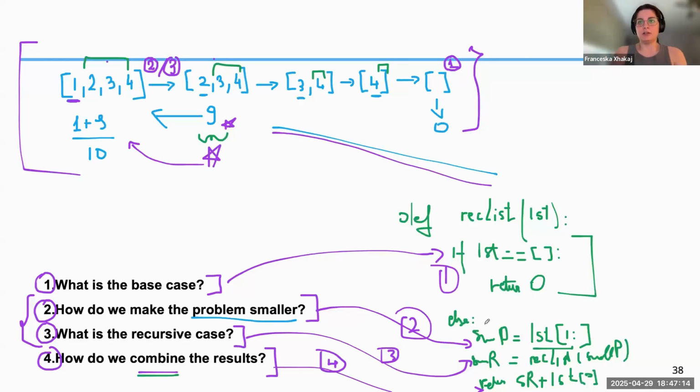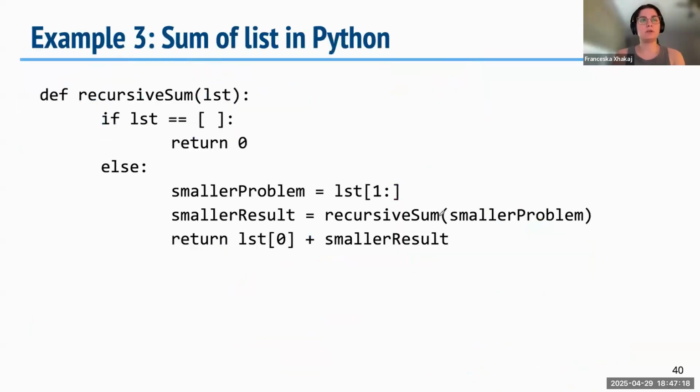Okay. Let's look at this pseudocode now in Python, right? Let's go over here. If my list is empty, base case, I'm going to return 0. I make the problem smaller, call myself recursively with a smaller problem. I'm going to return the sum of those two elements together.